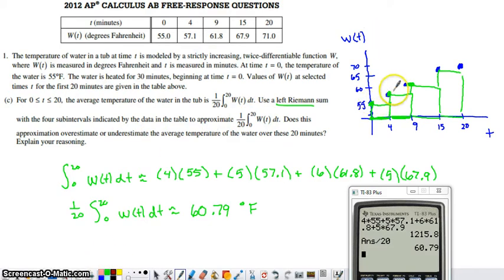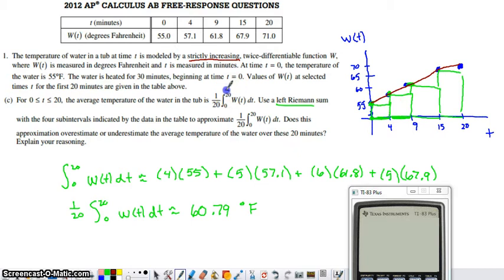Now, I plotted these points on the graph. Since this graph is increasing, it's not going to be a linear function. It's going to be something that looks a little bit different. But they do tell us that it's an increasing function. It's always increasing. If we have an increasing function, check out what happens with every single one of the rectangles that we placed beneath the curve there.